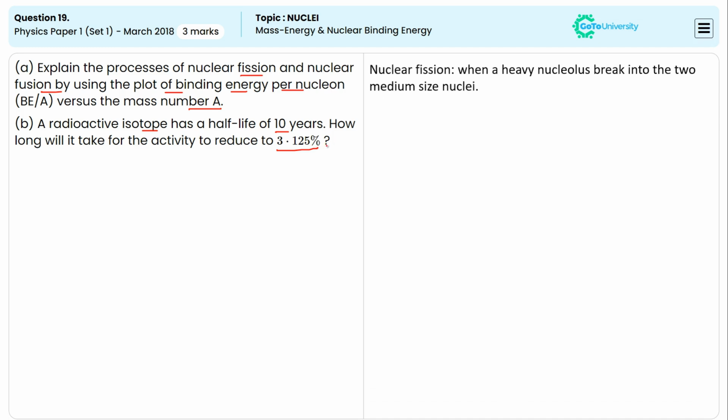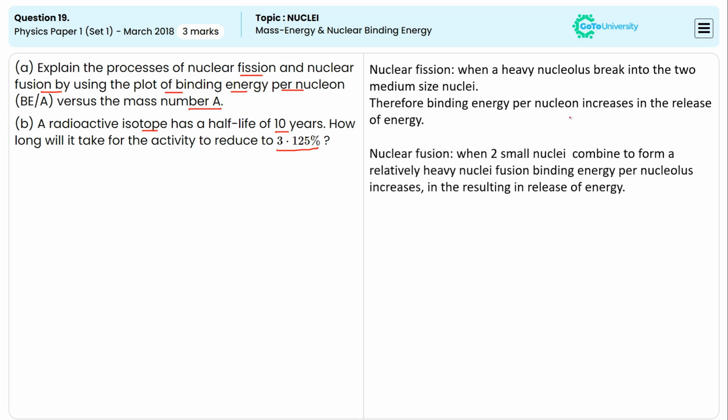Nuclear fission is when a heavy nucleus breaks into two medium-sized nuclei. One big nucleus is there. It is broken into two medium-sized nuclei, which is what we call nuclear fission. And the result is that the binding energy per nucleon increases, with a release of energy. That means the resultant binding energy per nucleon will increase, resulting in the release of energy. And the second is nuclear fusion. When two small nuclei combine to form a relatively heavy nucleus in fusion, the binding energy per nucleon increases. Okay, and the result is a release of energy. Okay, this is about nuclear fission and nuclear fusion.